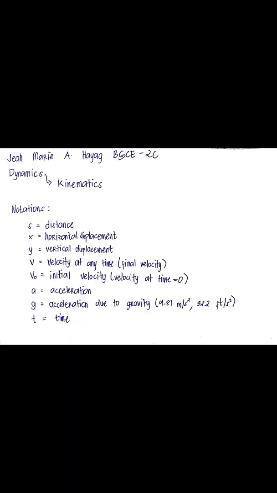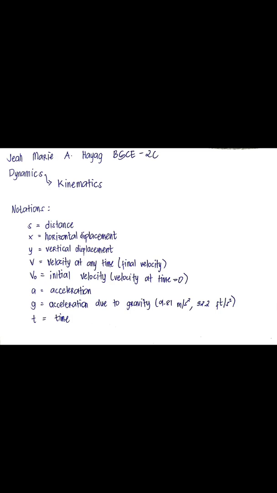Hi. So right now I am going to discuss problems applying the four conditions of rectilinear translations. I'm going to use the following notations: s equals distance, x equals horizontal displacement, y equals vertical displacement, v equals velocity or final velocity, v sub 0 is equal to initial velocity or velocity at time 0, a is acceleration, g is acceleration due to gravity, which is equal to 9.81 meter per second squared or 32.2 feet per second squared, t for time.